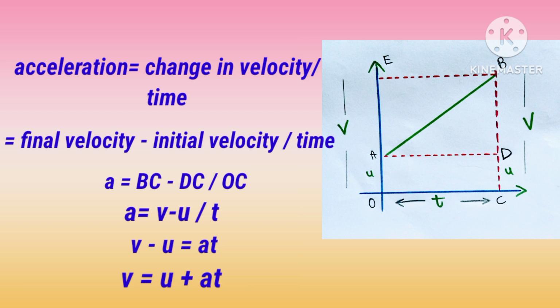a equals final velocity minus initial velocity divided by time. Here the final velocity is BC, the initial velocity is DC, and the time is OC. a equals v minus u by t. v minus u equals at. v equals u plus at. This is the first equation of motion. So this was all about the first equation of motion that we have derived by the graphical method using this velocity time graph.